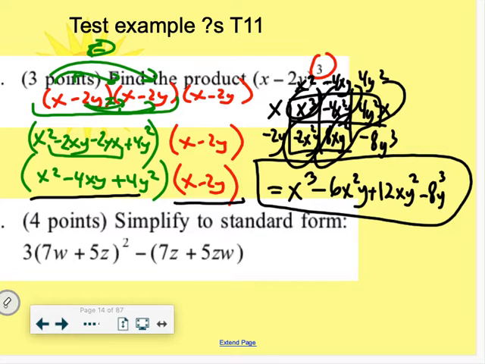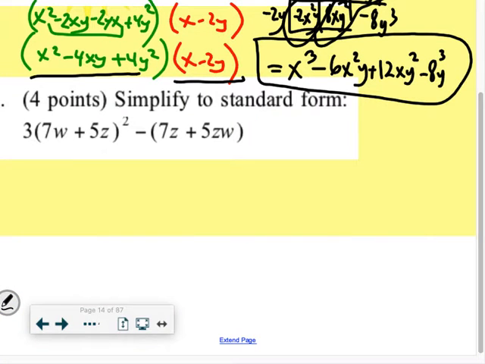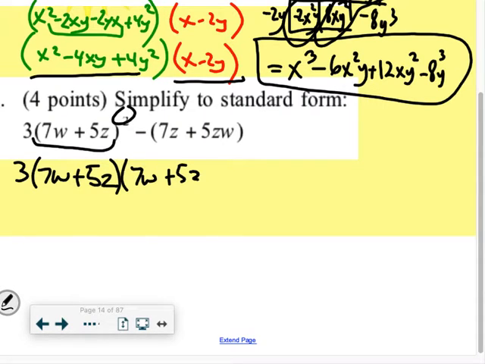For this one, we can't just square. We have to do the squaring first, because that's order of operations. We do what's inside parentheses first. We can't combine like terms. Then we do the exponent, and then we multiply by 3. So, to do the exponent, I really need to think about this as 7w plus 5z times itself.